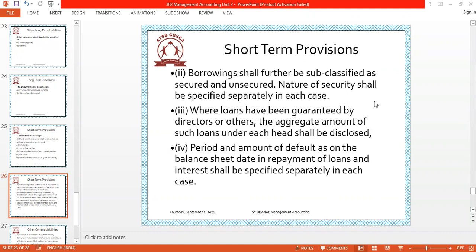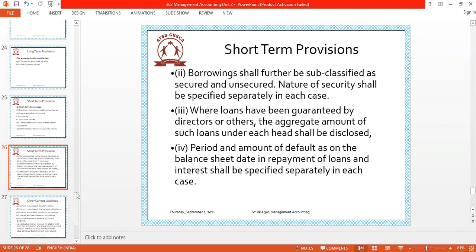Loans which the company director has guaranteed, which we have to pay in less than 1 year, are again short-term provisions. Or any amount that we have to pay, maybe a call by the government to pay some money, that is again short-term provisions. So any amount that we have to pay in less than 1 year is called short-term provisions.